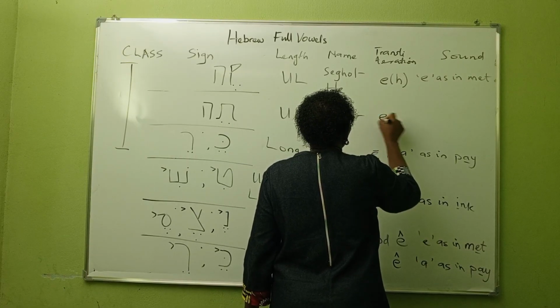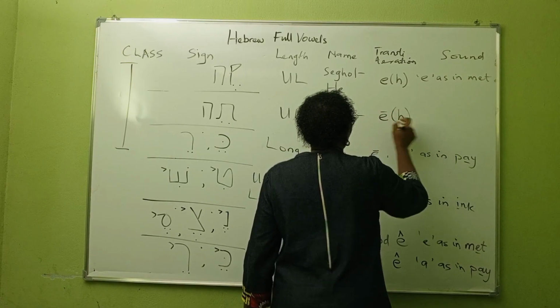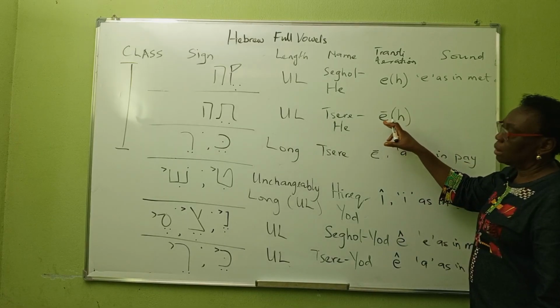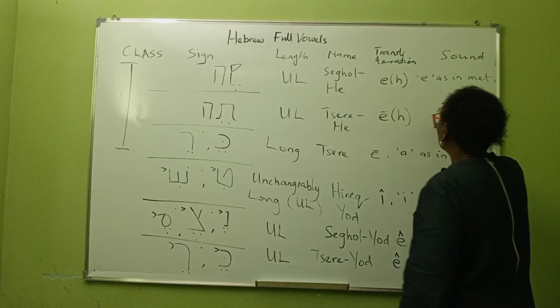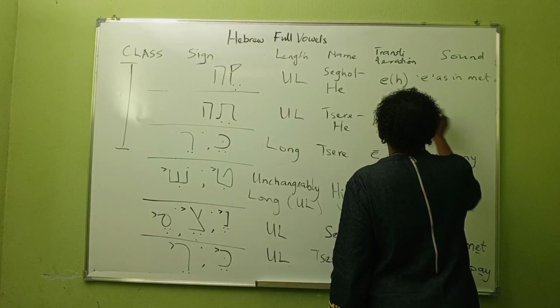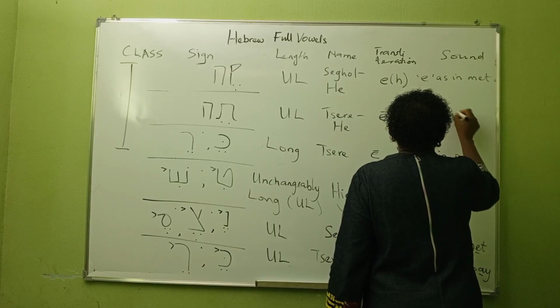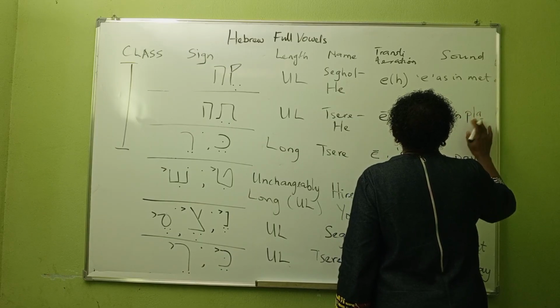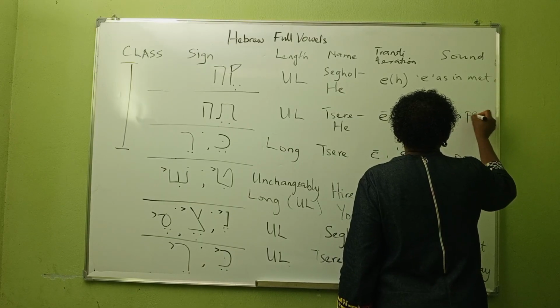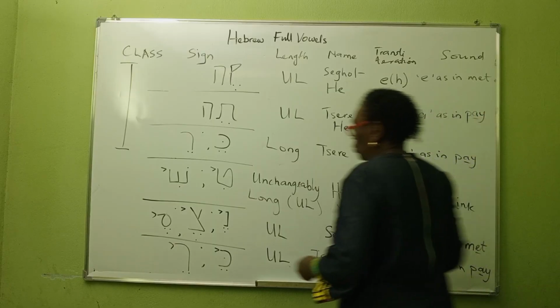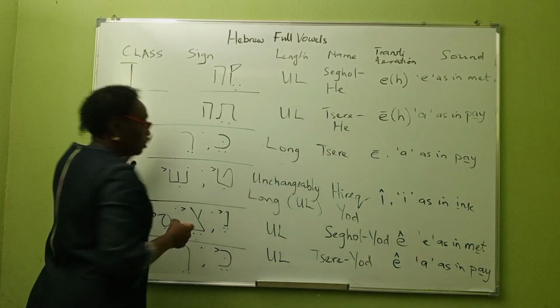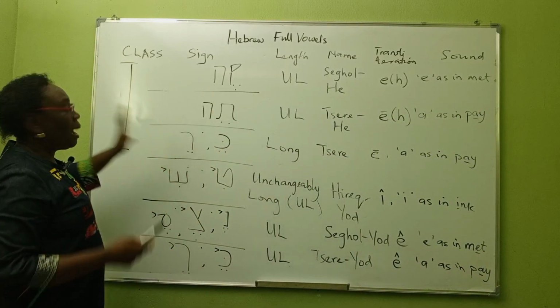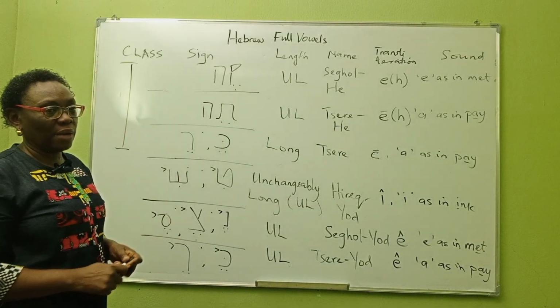In terms of transliteration, you just write it this way to show this one depicts the long vowel A. In terms of sound, we'll just say A as in pay. Let's be consistent, pay, and that should be okay. So all these belong to the E class vowels.